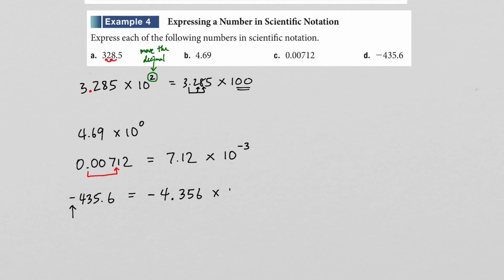And then I'm going to multiply by 10 to whatever power is going to move that decimal back to where it used to be. Well, it used to be here. So to move that decimal here, I need to move it 2 places to the right.